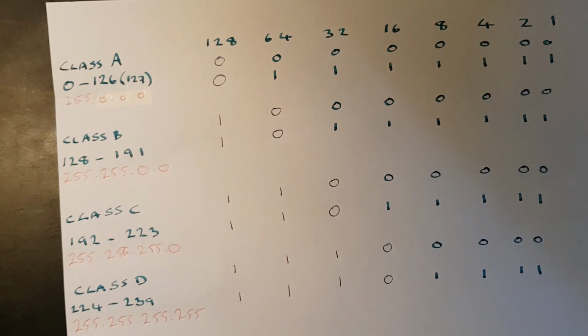So that's it for this lesson. We'll move on and find out where our subnet mask values come from in part 2.